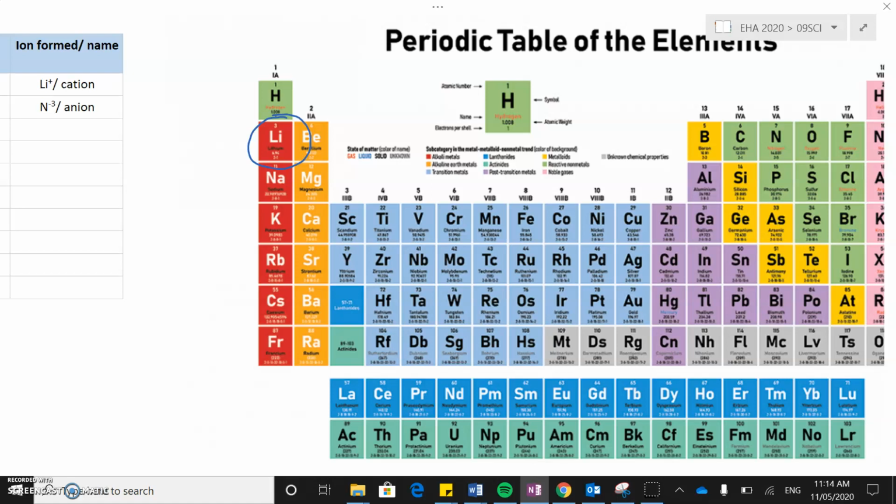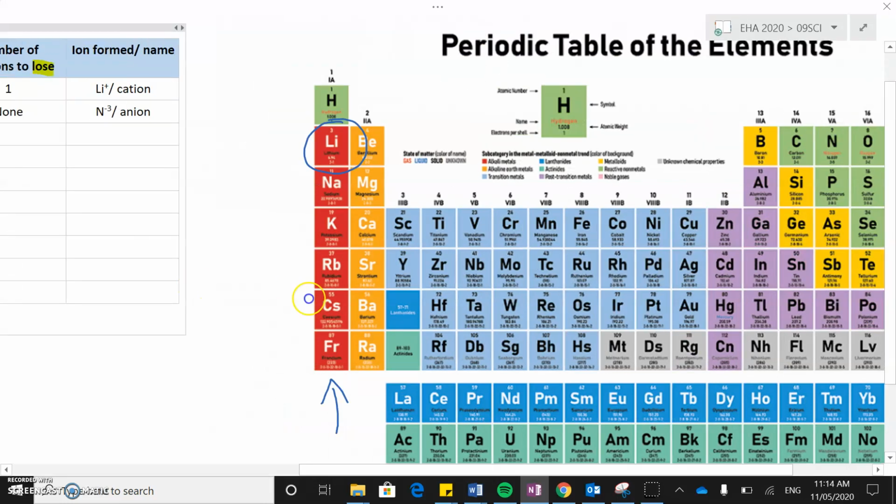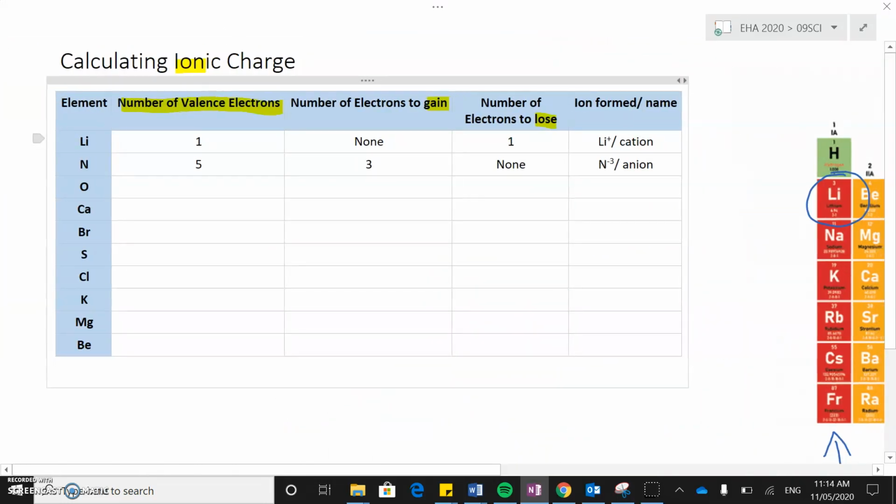Because of where the lithium is positioned here in this first group on our periodic table, we know that there's 2 in the first shell that's full. That means lithium has just 1 electron in its outer shell. It's got 1 valence electron. We can see that here in our table. How many electrons would it need to gain to have a full shell? It would need to gain 7.